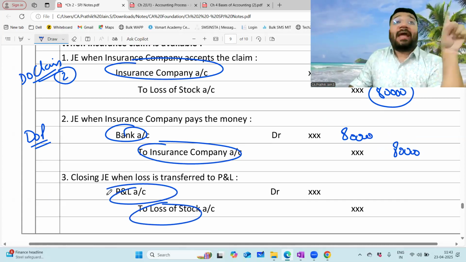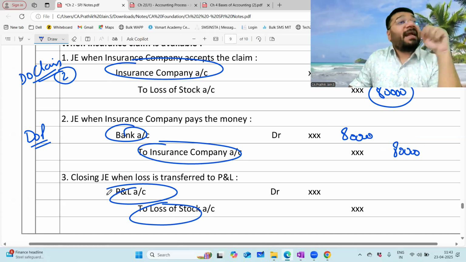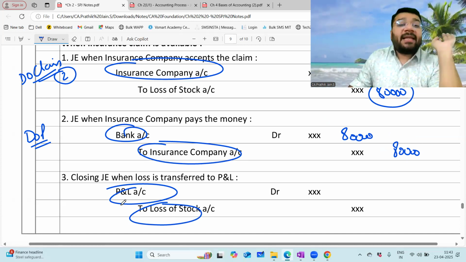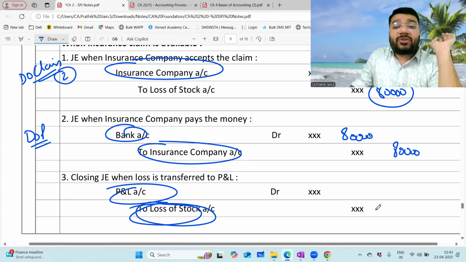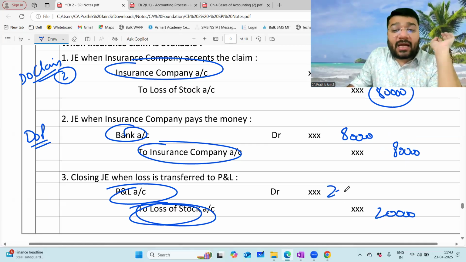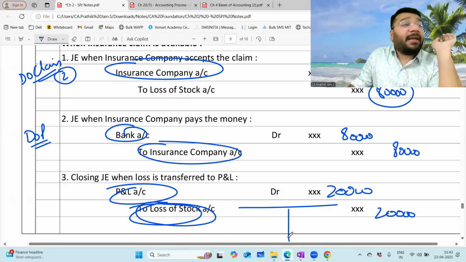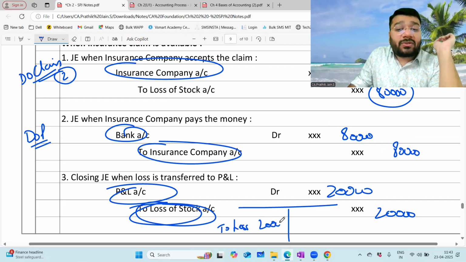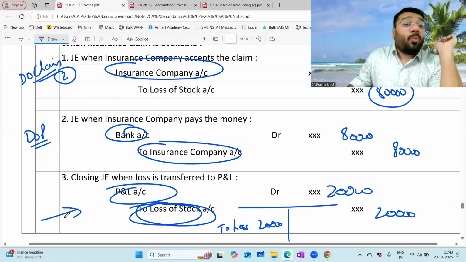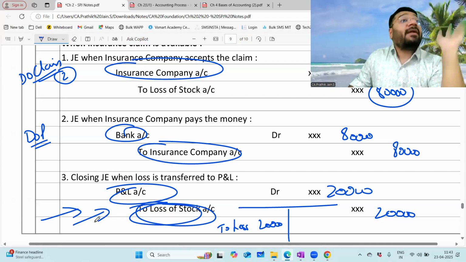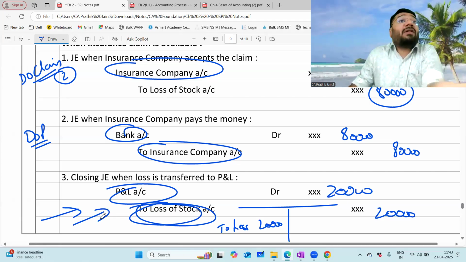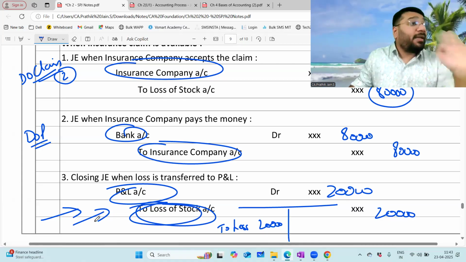Now, what is the closing entry? I have not discussed it with you yet. When the right time comes, I'll discuss the closing entry. Basically, whatever amount is there in the loss account, which is 20,000, is transferred to your P&L account. In the P&L account, which side? Debit side, to loss of stock, 20,000. Now, what is the purpose of this entry? Why do you call this a closing entry? That concept I have not yet discussed with you.